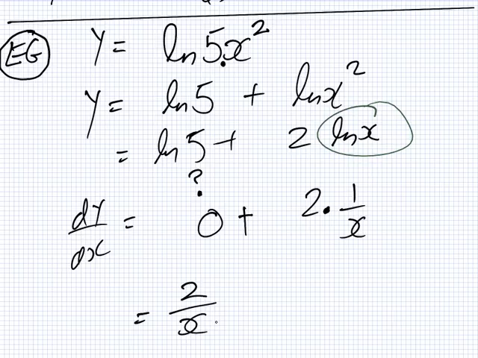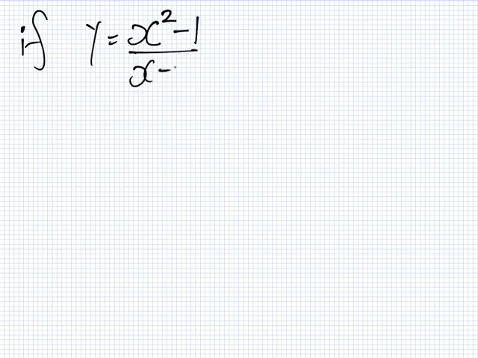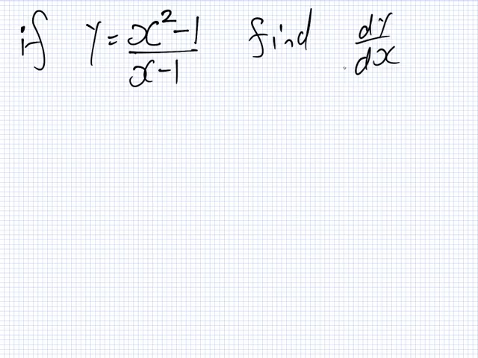Okay, can I scroll down? Yep. Right, so if y equals, okay, I won't make it too tricky: x squared minus 1 over x minus 1, then find dy dx. So again, before you can use the rules, you need to simplify this.